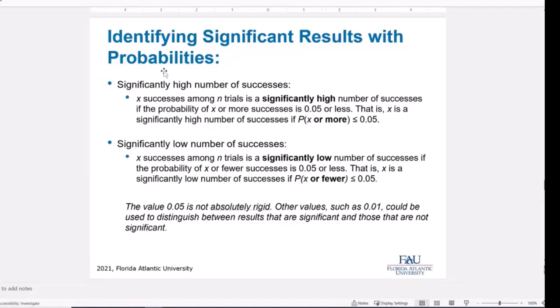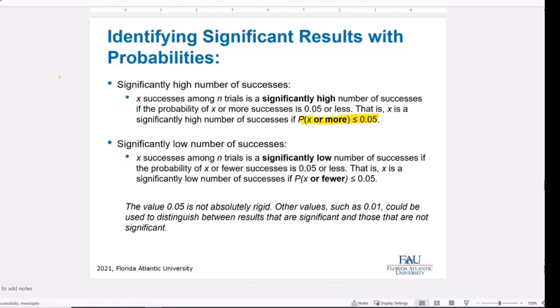Identify significant results with probabilities. A significantly high number of successes: X successes among N trials is a significantly high number of successes if the probability of X or more successes is 0.05 or less. Why do we need that? Because we also have these continuous functions that we really can't count. This is our magic number. If the probability of whatever we're looking for or more is less than or equal to 0.05, it's significantly high.